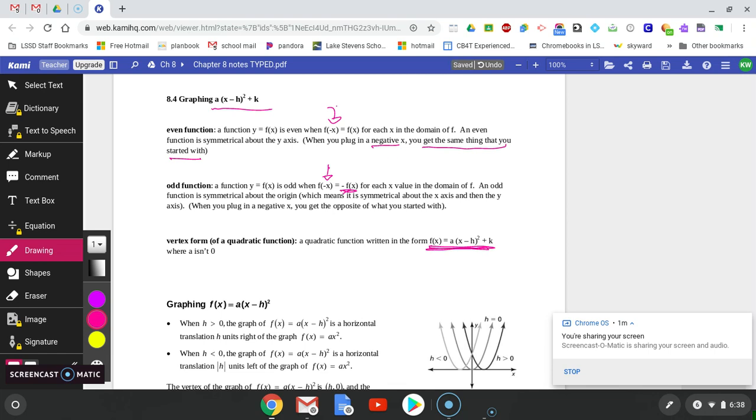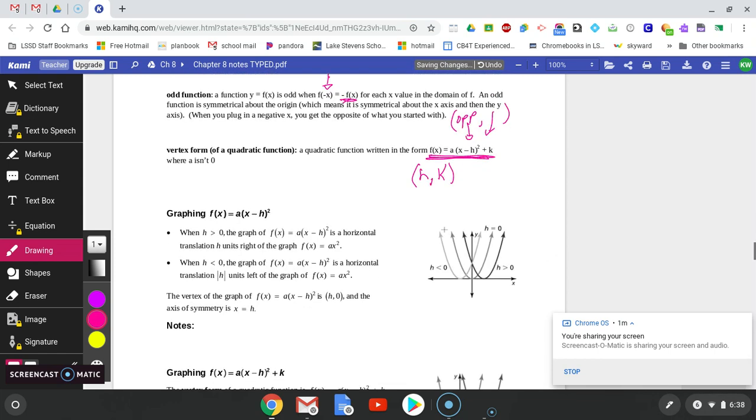So the vertex is always the opposite of this number, comma, that number every single time. In other words, if we have x minus h, it's whatever just h is, not minus h, comma, k. So that's going to be our vertex.